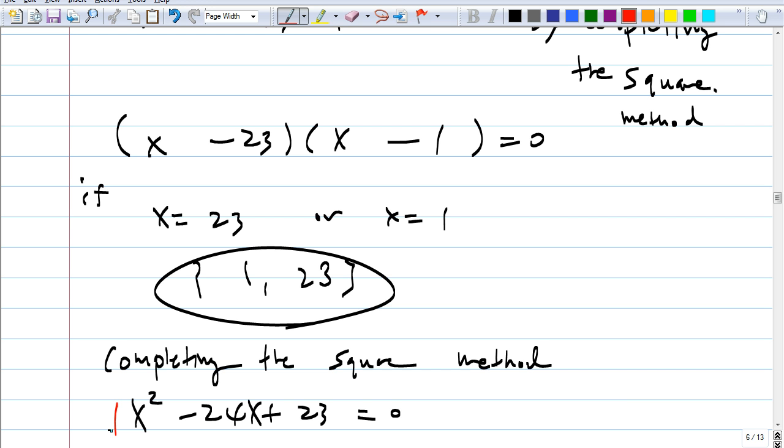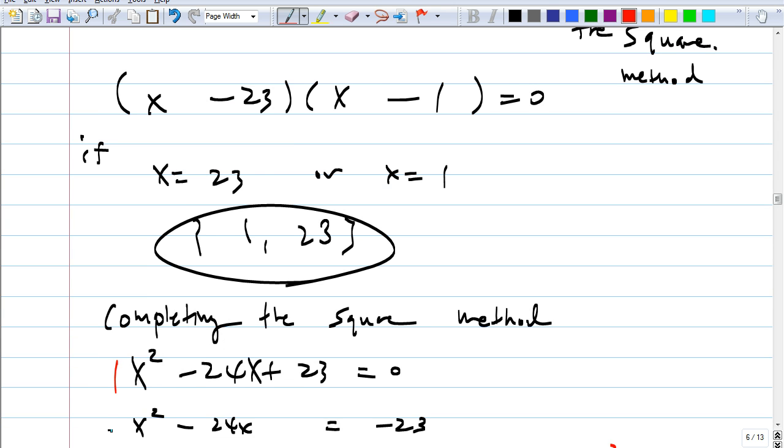So, guess what I'm going to do? I'm going to get rid of that 23 on the left side. Is there a way to do this? Yeah, since you have an equation, all you have to do is subtract 23. And then you ask yourself, okay, now that number is gone, I now have x squared minus 24x.